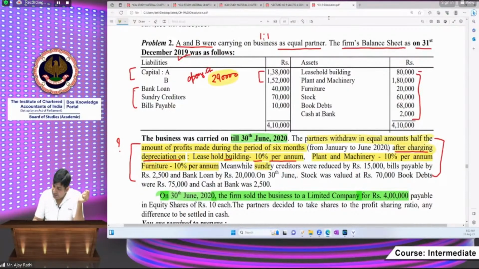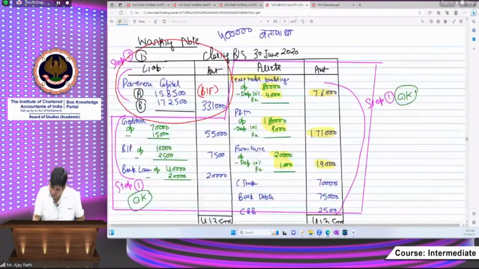Now, read this carefully. Meanwhile, sundry creditors were reduced by 15,000. Can you please tell me what is the creditors book value after reducing this 15,000? Very easy. Reduce the 15,000 from the creditor balance and you will be finding the closing balance. So these are the creditors opening balance, and if you reduce this 15,000, you will find the closing creditors as at 30th June.